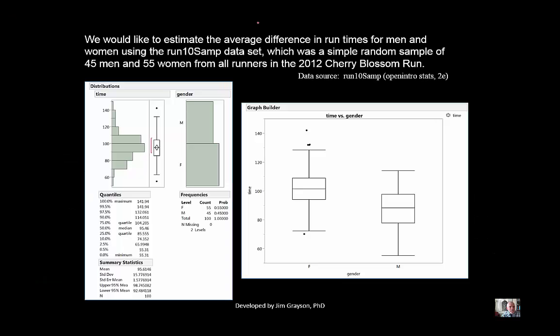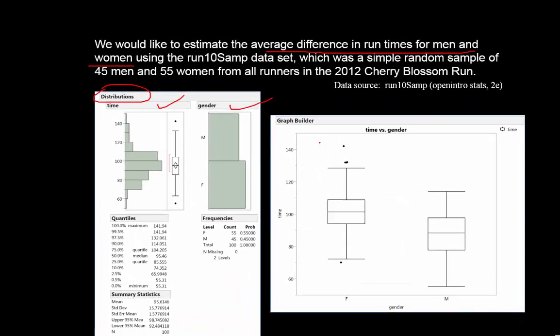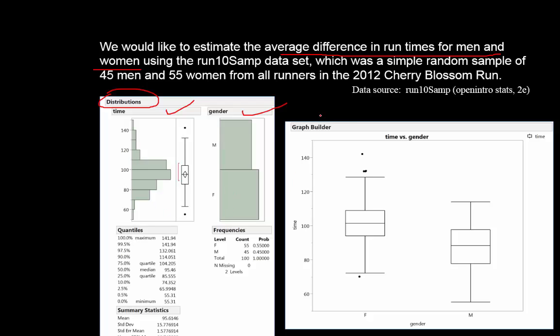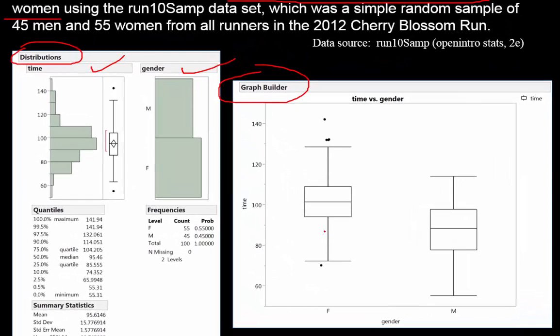So take this as an example. We want to estimate the average difference in run times for men and women. Here, we're analyzing the distribution of two variables, time and gender. We could look at this in something like Graph Builder, and it shows us box plots, giving us a way of seeing time for female and male. It looks like they are different, but we'll look at it statistically.